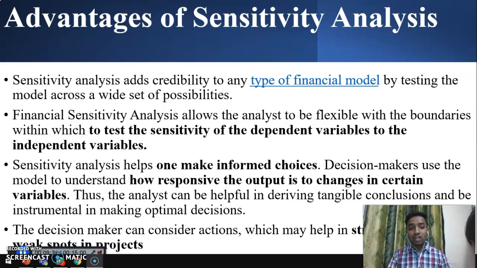Then here you have flexible boundaries. For example, you're going to test the sensitivity of the dependent variable to the independent variable. So you're going to make the decision based on this. So you are going to be an informed decision maker here. You have informed choices, the predetermined choices, and you will also be aware of how responsive the output is to change in certain variables. Thus, the analysis can help in deriving tangible conclusions here.